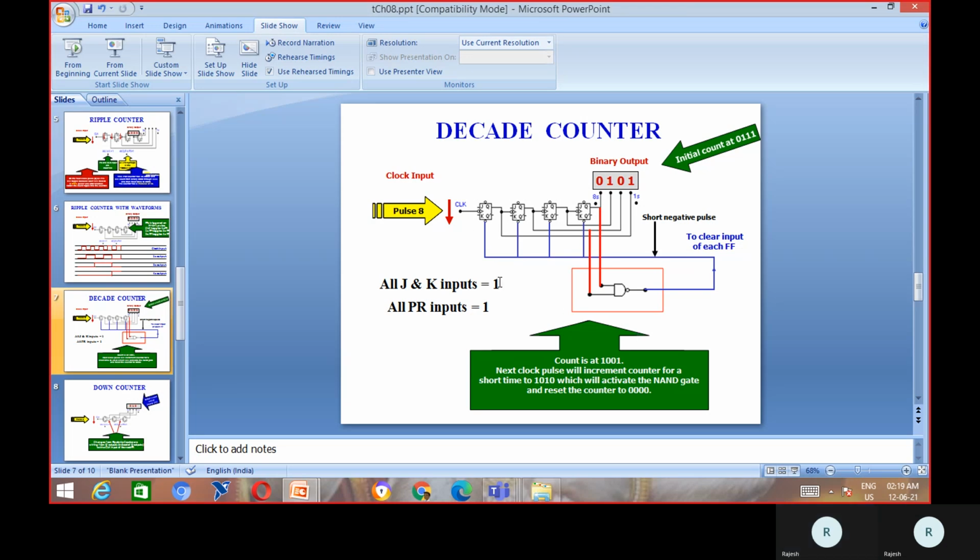So this is an active low pin. Here also the output generated is 0. So 0 is applied to all the clear pins, and the 0 makes it 1. So for that, the output becomes all zeros. So the count is at 1001. For the next clock pulse, you are going to make the counter reset to all zeros. So this is regarding the decade counter.